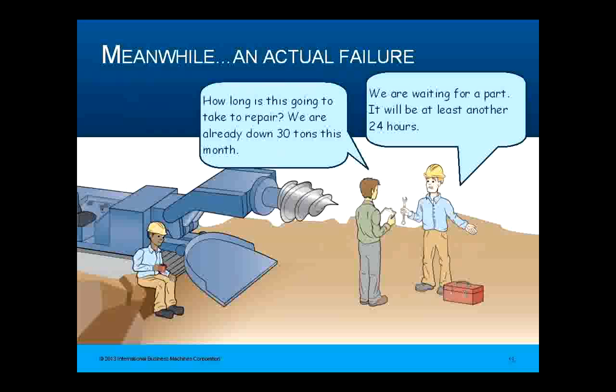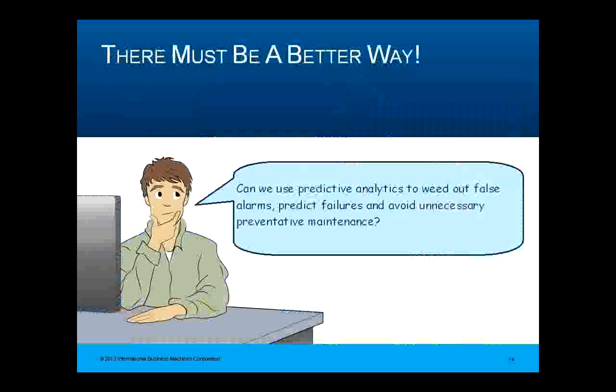In the meantime, there is an actual failure. The whole asset is offline. The maintenance manager is saying that they don't have a part in-house. It's going to take another 24 hours. And the ops manager is worried that he's already behind schedule. Meanwhile, the asset operator himself might be enjoying a cup of coffee.